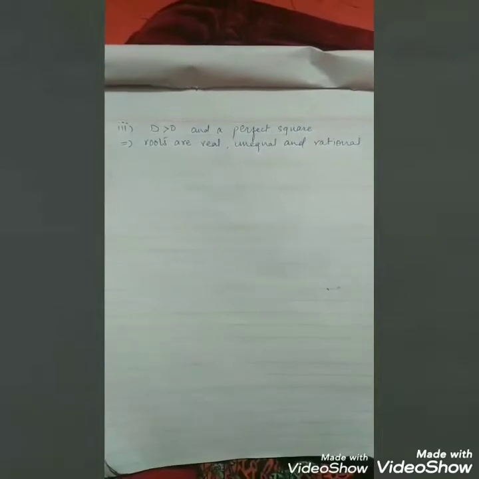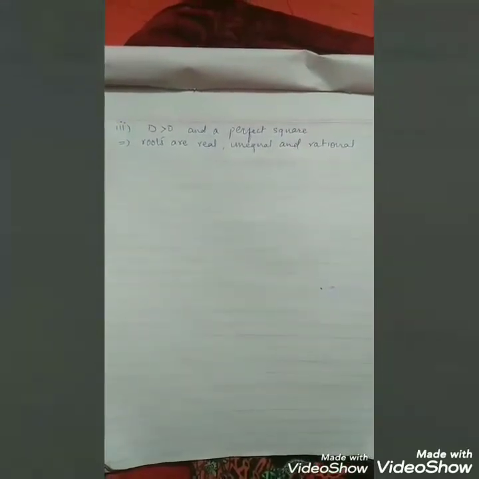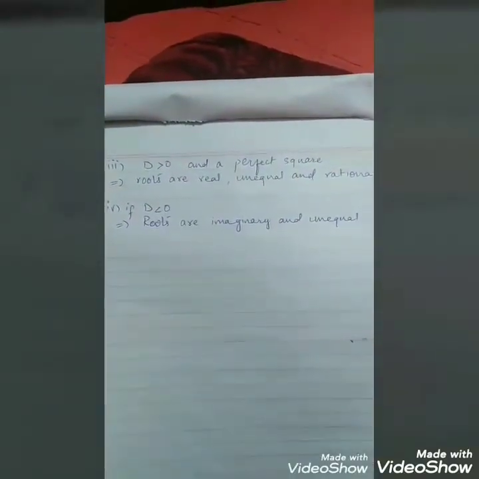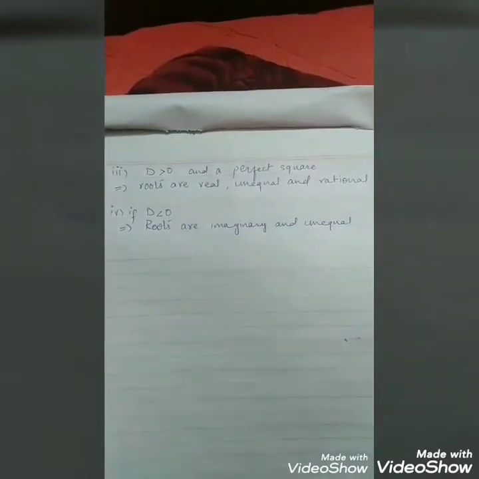If d is equal to 0, it means that the roots of the equation are equal and rational, because both the roots will be equal to −b / 2a. The factor which is added to and subtracted from −b is now equal to 0. The second condition is d greater than 0 but not a perfect square. If this is the condition, then the roots of the quadratic equation are real, unequal, but irrational.